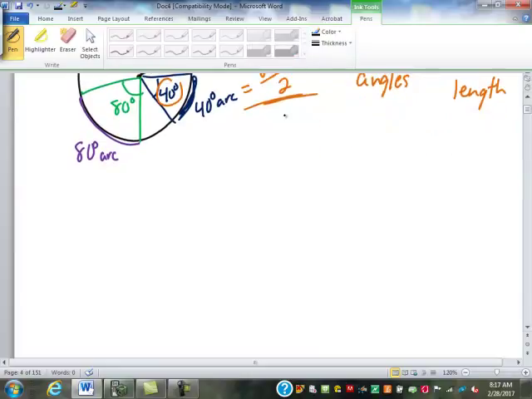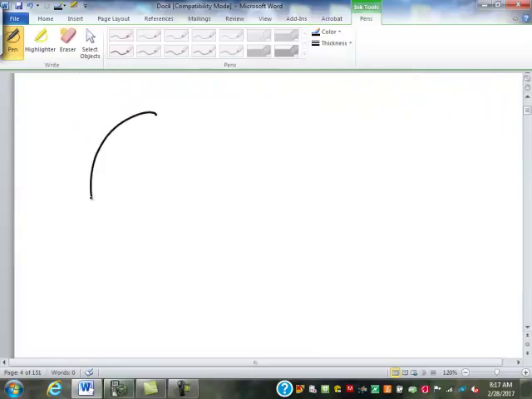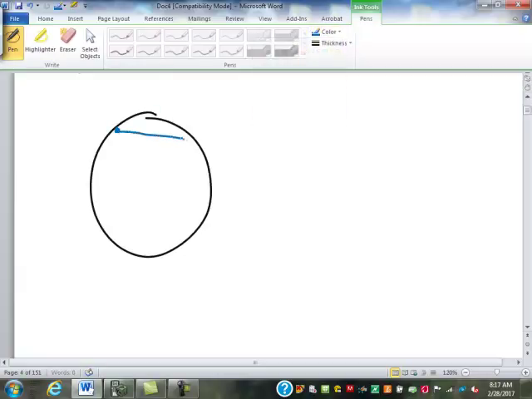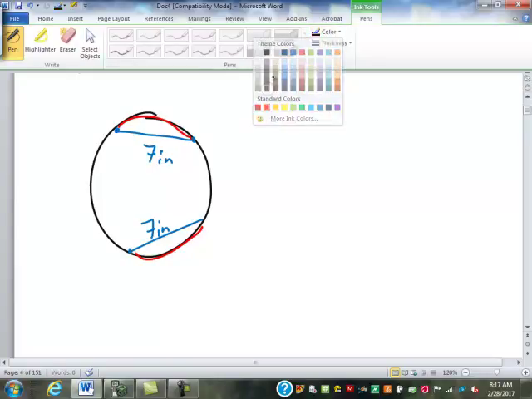Other relationships. Let's say I don't know what the radius of this circle is, but I know that this chord here is 7 inches long. If I have another chord here that's 7 inches long, what do I know about those two arcs? They're the same. If they have equal chords, they're going to have equal arcs that they cut off as well. So we have a bunch of those relationships.